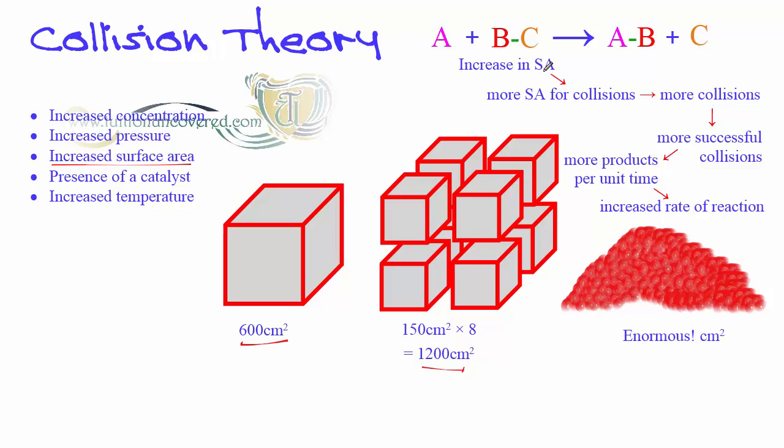Here we're increasing the surface area. Before, we increased pressure, and we increased concentration. Here, increasing surface area increases the surface area for collisions. More collisions leads to more successful collisions, leading to more products and therefore increasing the rate of reaction. Pretty straightforward, I hope. Let's look further at the presence of a catalyst.